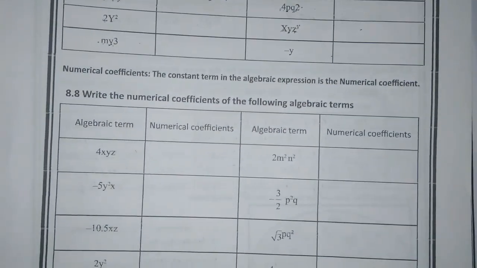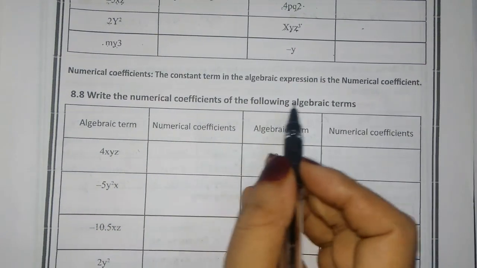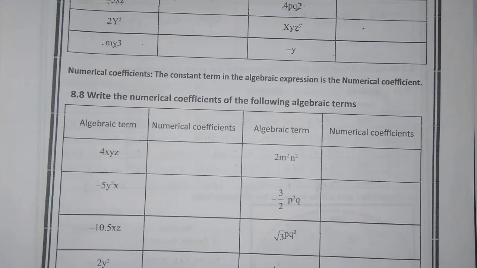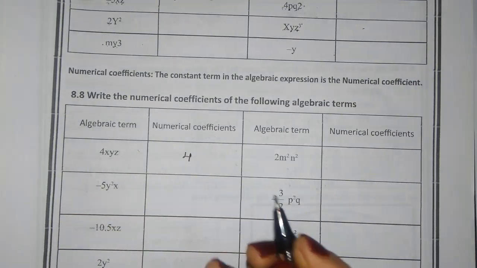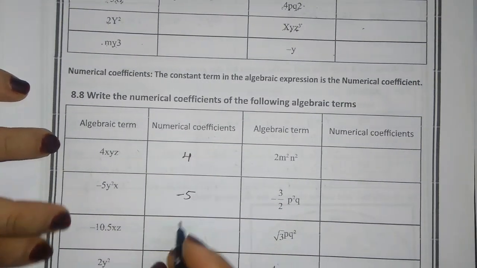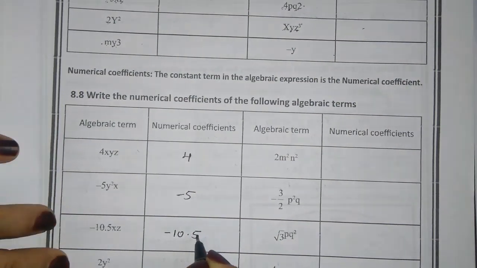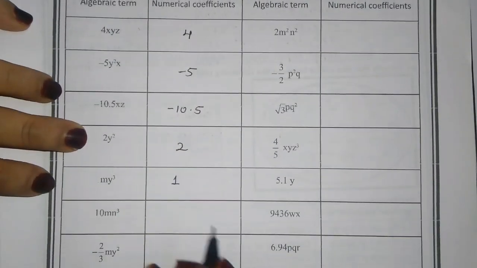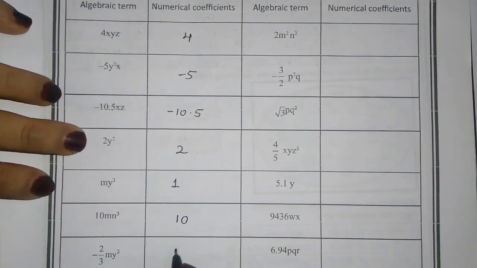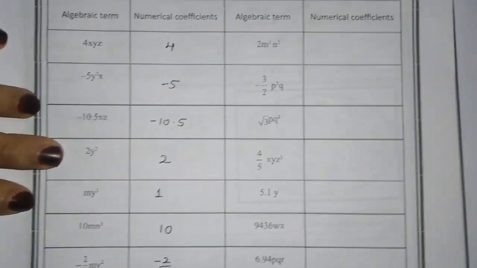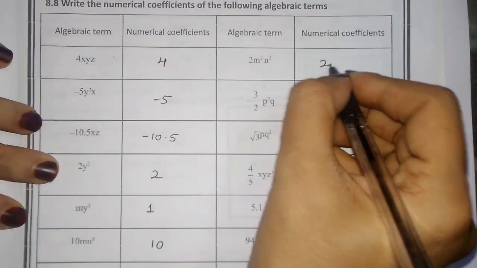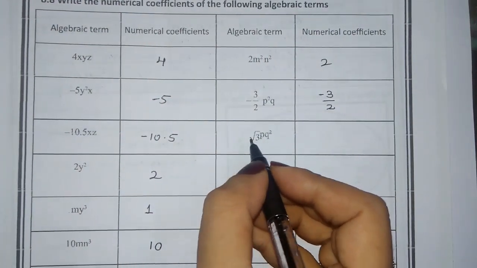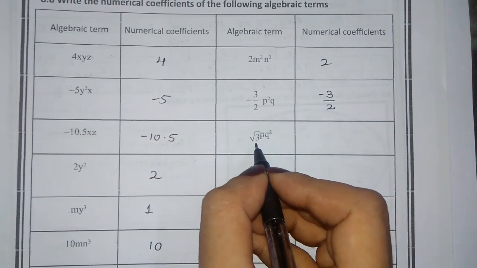Now, what they have told here: write the numerical coefficient of the following algebraic terms. This we can easily write because they have only mentioned to write the numerical coefficient. Here 4 is the numerical coefficient, here minus 5, minus 10.5, here the numerical coefficient is only the number 2, here nothing means 1 is the numerical coefficient, here 10 is a numerical coefficient, minus 2 by 3 is a numerical coefficient, then here 2 is a numerical coefficient, 3 by 2 is a numerical coefficient. Leaving alphabets, we have to write only the numerical coefficient.